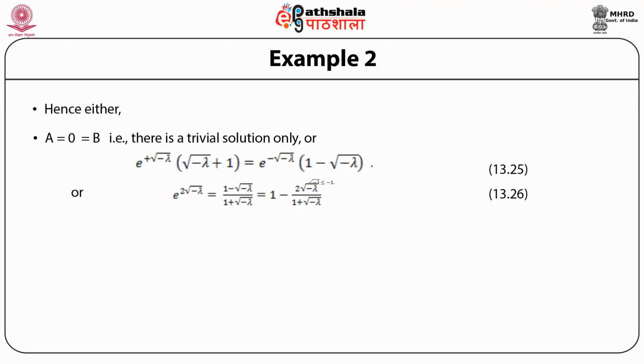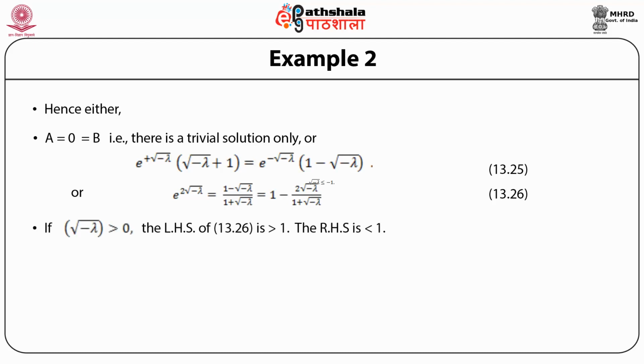but there exists a possibility when exponential of square root of minus lambda into 1 plus square root of minus lambda is equal to 1 minus square root of minus lambda multiplied by exponential of minus square root of minus lambda, in which case you can write that exponential of 2 times square root of minus lambda is equal to 1 minus square root of minus lambda divided by 1 plus square root of minus lambda.